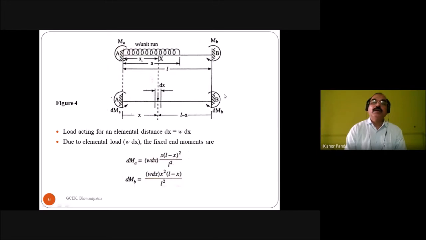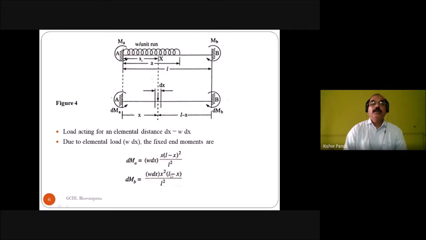Similarly, what is the moment at the end B, dMB, due to the elemental load W dx? dMB is equal to W dx into x square into (L minus x) divided by L square. So this is the moment at the end A and this is the moment at the end B due to the load acting on the elemental distance dx.